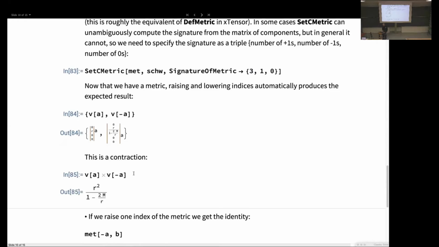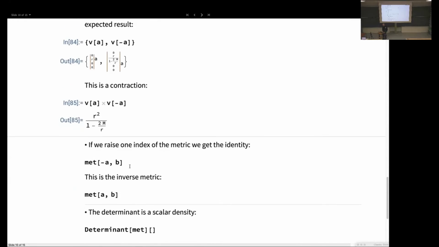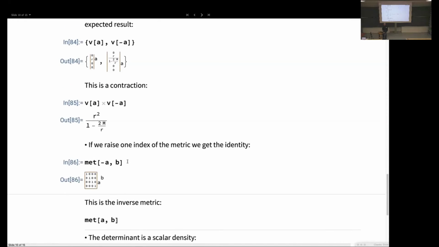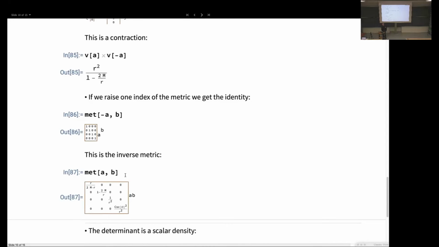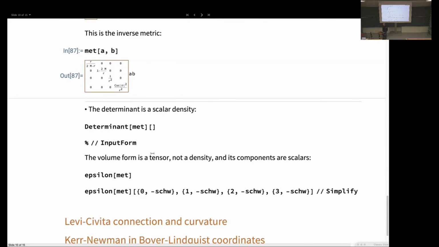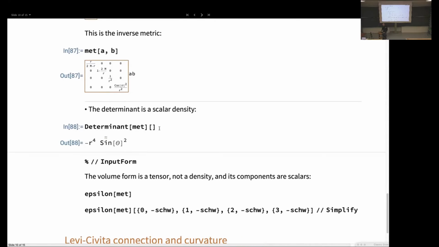This is a contraction. That's a contraction of those 2 vectors. Of course, the staggered metric will be the identity. And now we can just compute the inverse metric by raising the indices. This is the determinant of the metric, and notice that the determinant of the metric is a density. It's a density of weight plus 2.